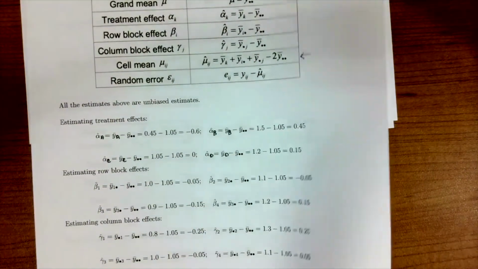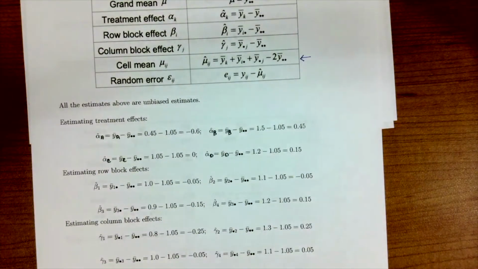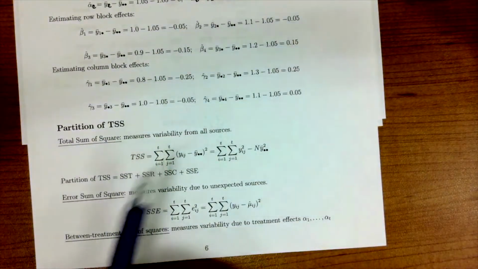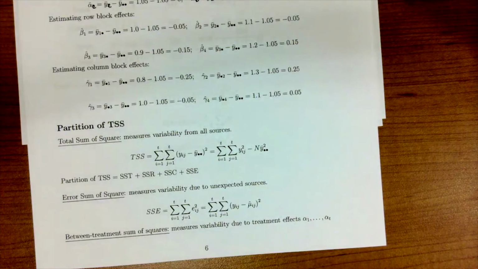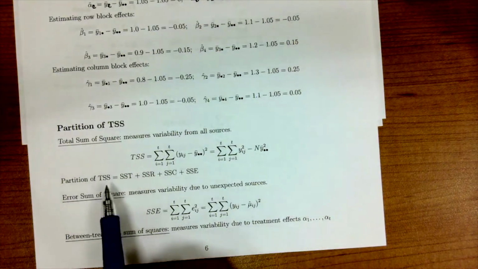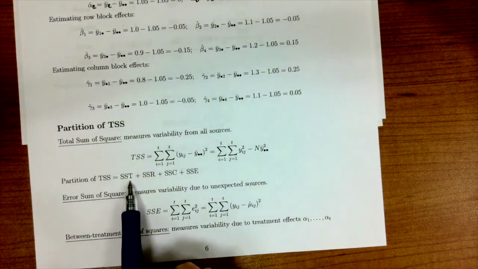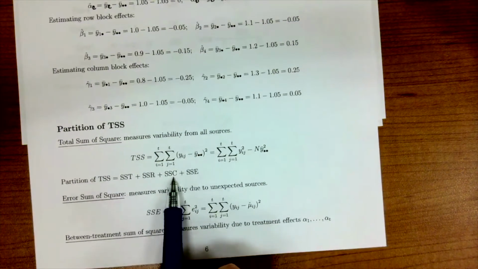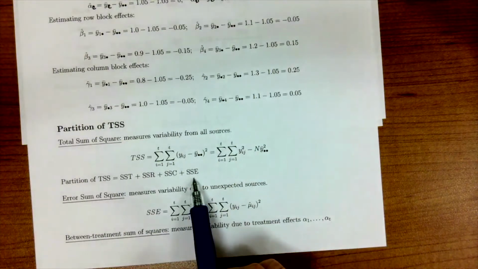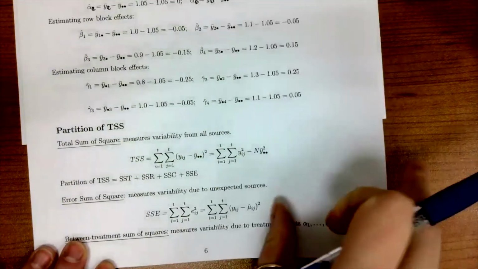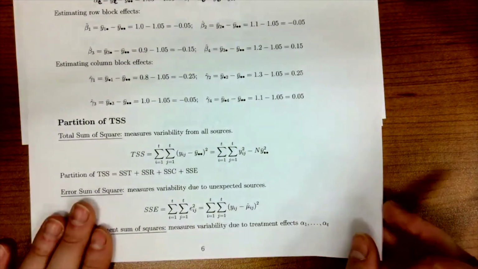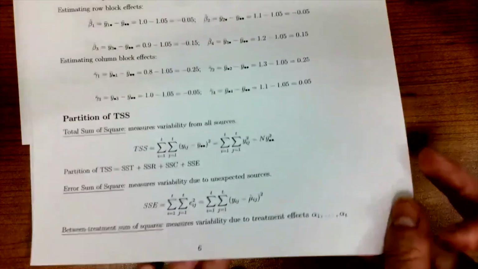We also then have our parameter estimates, which now help us to figure out the partitions of total sums of squares. Our total sums of squares is, again, measuring the variability of all the sources. It is going to be comprised of our sums of squares treatment, plus the sums of squares of our rows, plus the sums of squares of our columns, plus the sums of squares of our error. Again, you don't have to memorize these or actually have to ever compute these by hand. We have software to help us do that.